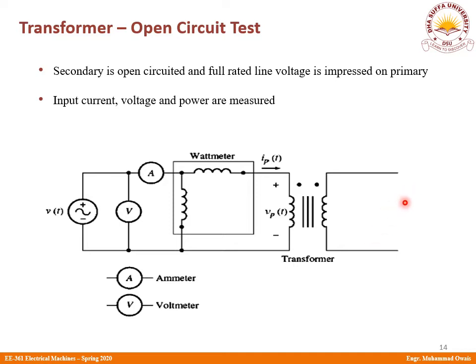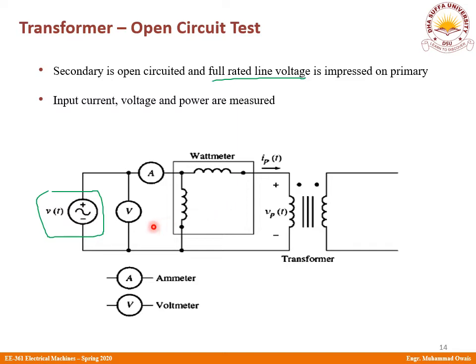Secondary को हमने यहाँ पे open circuit कर दिया है, and we have applied a full rated line voltage. ठीक है, so this voltage is actually a full rated line voltage. ठीक है जी, full rated line voltage हमने अप्लाई की है. And remember the secondary has been kept open circuited. And this is how we connect our components. We have a voltmeter, an ammeter, and a wattmeter. ठीक है, so we are interested in finding out the input current, the voltage, and the power.